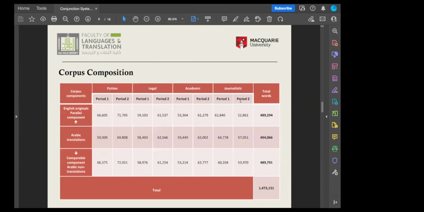Here's a table showing the corpus composition. On the left column, the type of corpus: the English one and its translation, and then the original non-translated Arabic, over the four registers and over each period of time. And this is the actual number of words. It was almost 1,500,000 words.